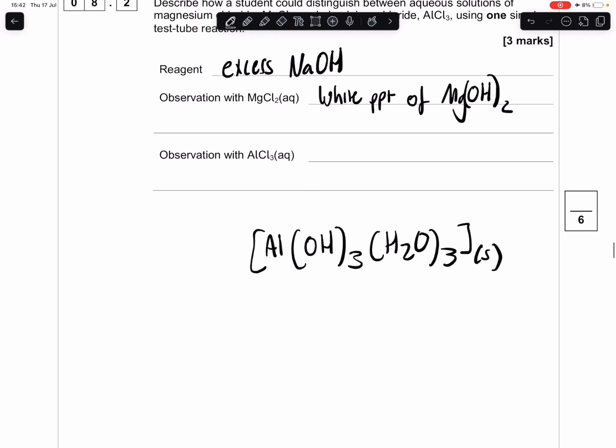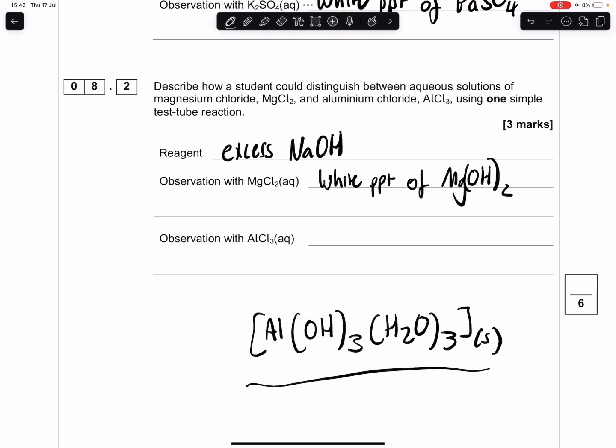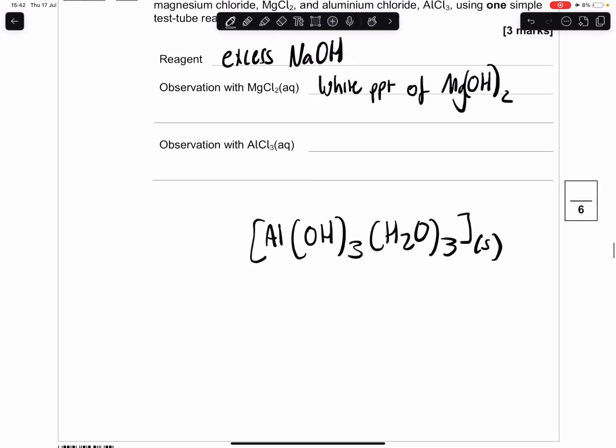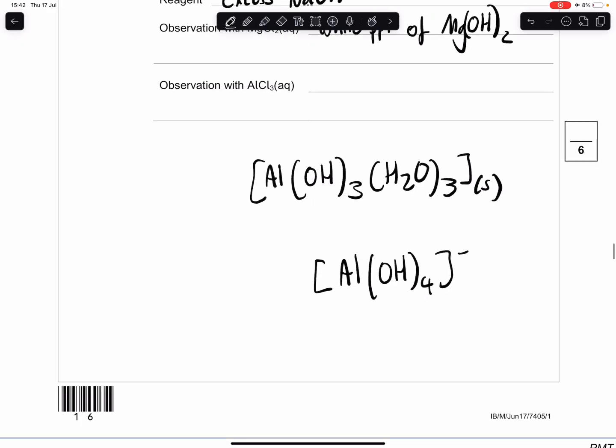And what happens is because aluminium is amphoteric, it can act as an acid or a base. So if we add excess base, this is going to act as an acid, and we're ultimately going to form this, and obviously it can keep on going. I haven't written the water ligands, but yeah, it can keep on going, and essentially this will redissolve because it has a charge.